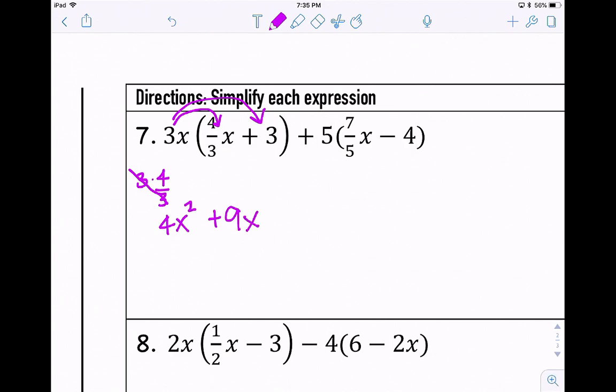All right, and then we stop distributing because that parentheses right there ends, and then we pick it up immediately. So then we do 5 times 7/5. So again, 5 times 7/5. You should notice those 5's will just cancel, so we get plus 7x. Then we do 5 times negative 4 is minus 20.